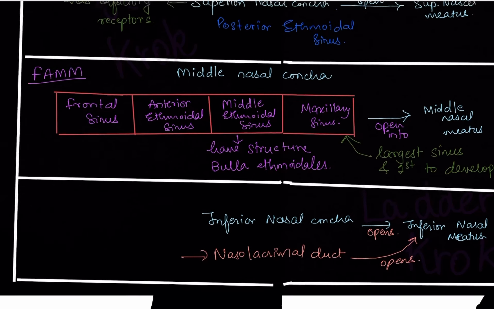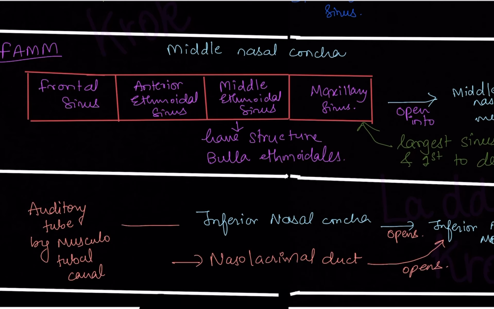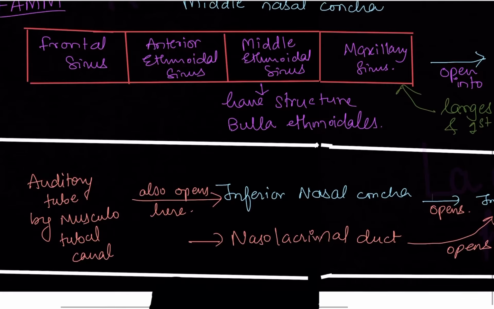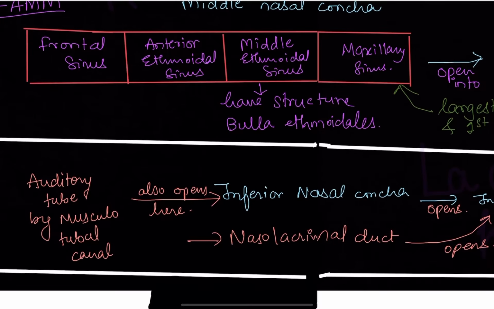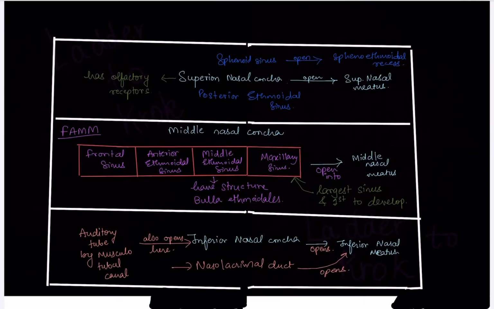And there's this auditory tube, by the musculotubal canal, which also opens here. The auditory tube is also known as the eustachian tube. It connects your pharynx and your middle ear, running from the middle ear to the pharynx, and it also opens in the inferior nasal region. It runs in a canal known as the musculotubal canal, a tube made up of muscles. So that's it. Thank you.